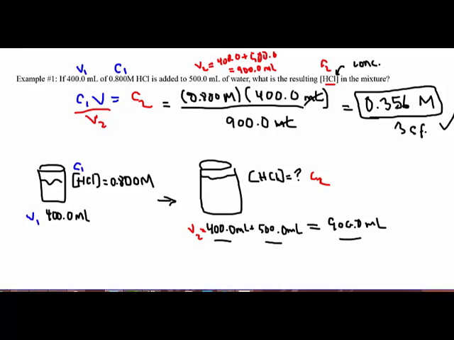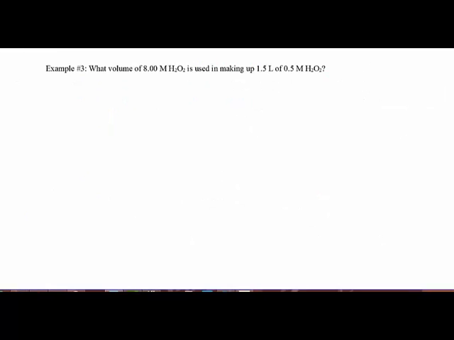Here's our question. What volume of 8 molar, or 8 moles per liter, hydrogen peroxide, H2O2, is used in making up a 1.5 liter solution of 0.5 molar H2O2? Sometimes you have to read that to yourself a couple times to think about what it's actually asking.